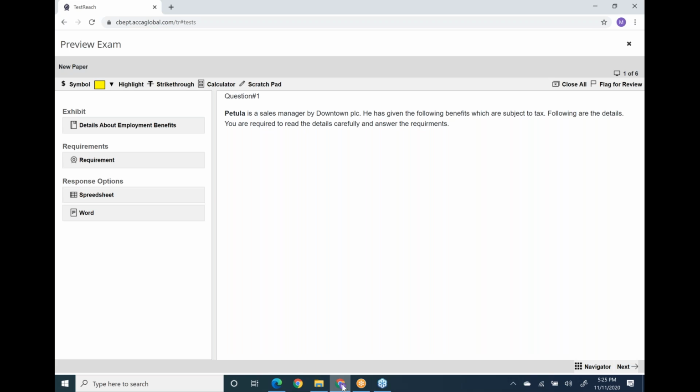See, Petula is a sales manager at Downtown PLC. He has been given the following benefits which are subject to tax. Following the details, you are required to read the details carefully and answer the requirement. I would suggest one thing: keep a pen and paper with you. Sometimes I'll give you some tips so that you can write them down, so it will be easier for you to understand the topic. I will give you some hints, right?